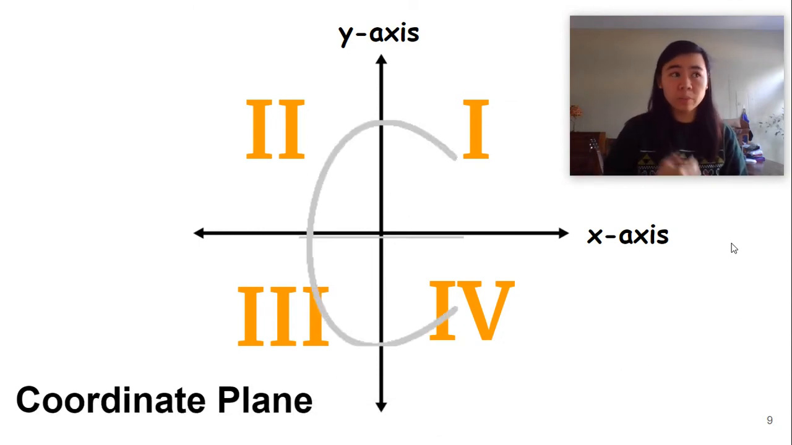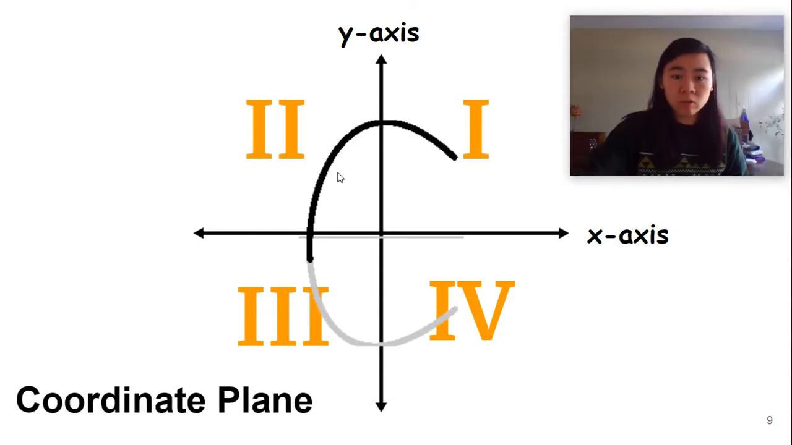Now this is important because if I'm talking about quadrant 2, I need you to know that I'm referring to this area in the coordinate plane, not over here, this one. Okay, 1, 2, 3, 4. Think of the letter C. 1, 2, 3, 4.